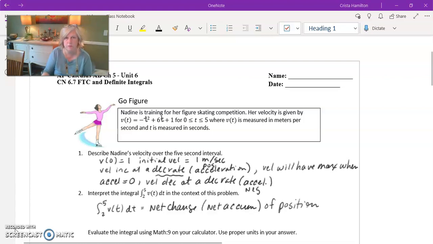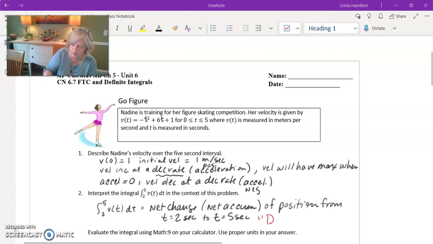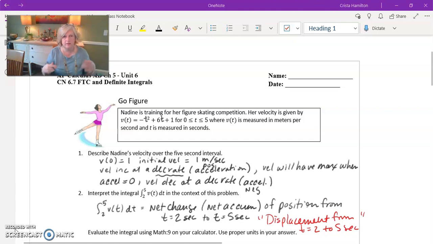And if you recall from when we did the position problems earlier, this is a net change of position from t equal to 2 seconds to t equal to 5 seconds. That is exactly our quote unquote displacement from t equals 2 to 5 seconds. So that's kind of the idea of looking at how this is directly related. And it's displacement where we use the position function in order to find that.